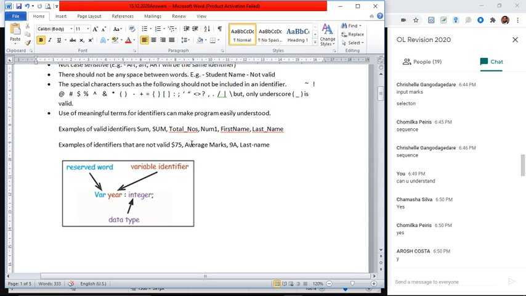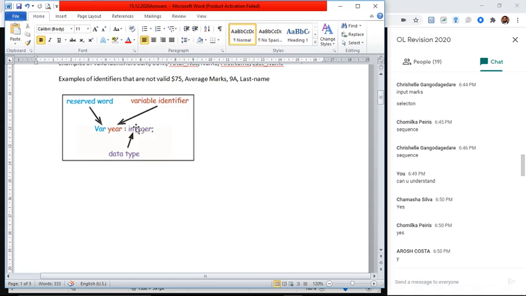Example of identifier that is not valid. $75. It's not valid. Average space marks. Average marks can space එකක් දෙන්න. 9A that is not valid. Last hyphen name. මෙතන මතක තියාගන්න hyphen කියලා කියන්නේ මැදින් ඉරක් ගහලා තියෙන underscore නෙමෙයි, එහෙනම් ඒක වැරදි. ඒතර මේ දේවල් ටික ආපහු ඔලුවට ගන්න.